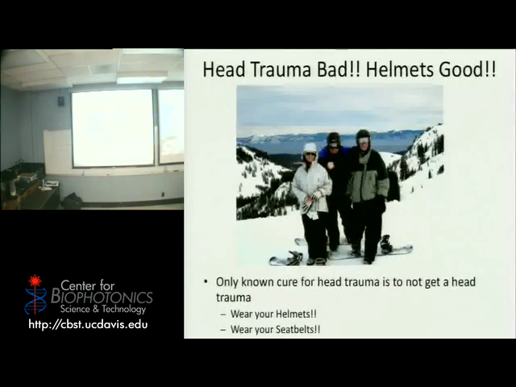Head trauma is really bad. You really don't want to get this. You're young, and it's something that can affect you for your whole entire life. We had a summer student, actually, in the summer program for CBST who had something fall on her head, something that's completely unavoidable, right? It was an accident. And she's had headaches now for 3 years, right?